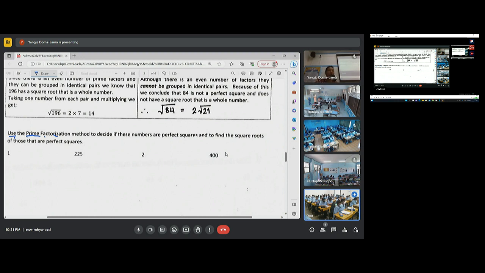Read again. Prime. How do you read? Factorization method. Read again. Prime.